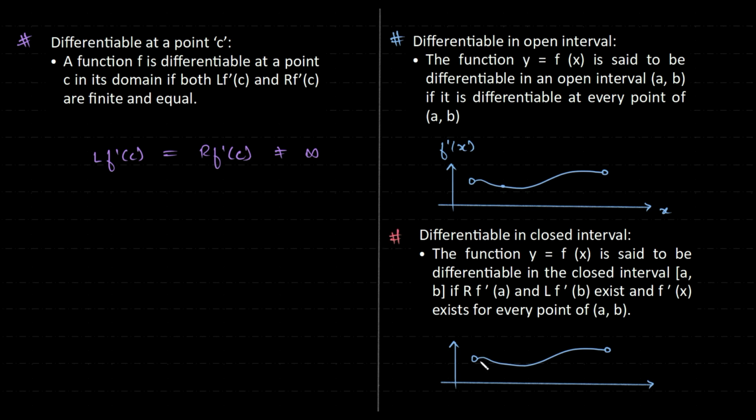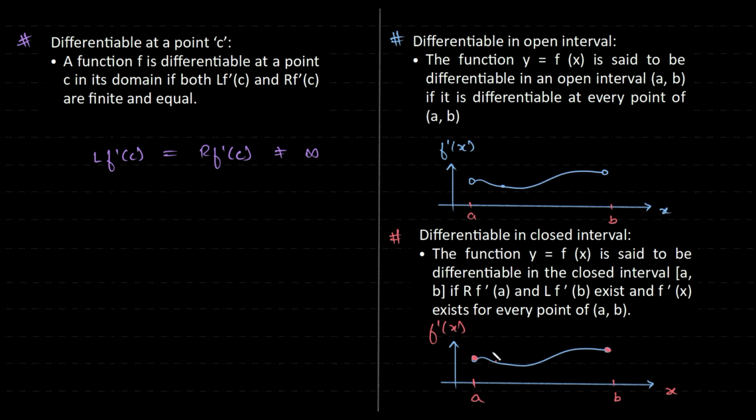While in a closed interval, there's an extra condition. This is f prime of x. This is x along with a and b. Here a and b are not included. Here along with a and b, every other point between them are included. So the function is said to be differentiable in a closed interval, same as before, we need to be able to take any point and show that left hand derivative is equal to right hand derivative.